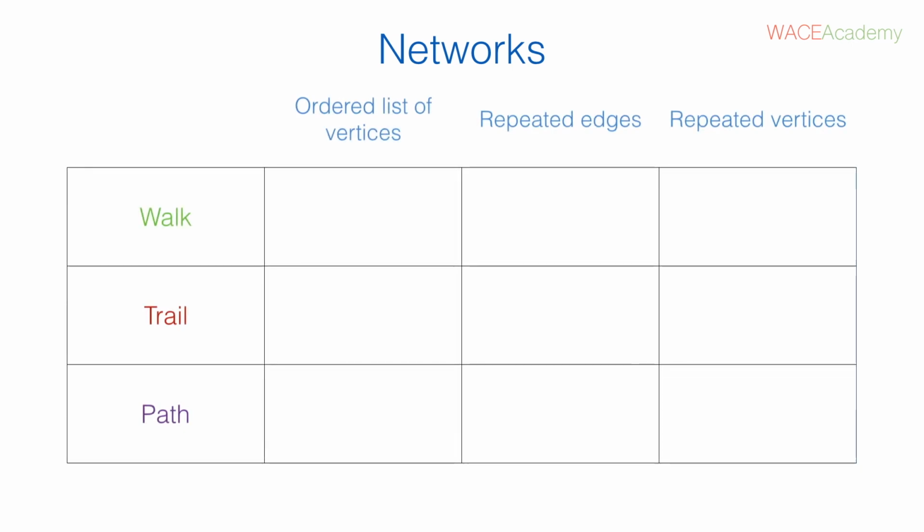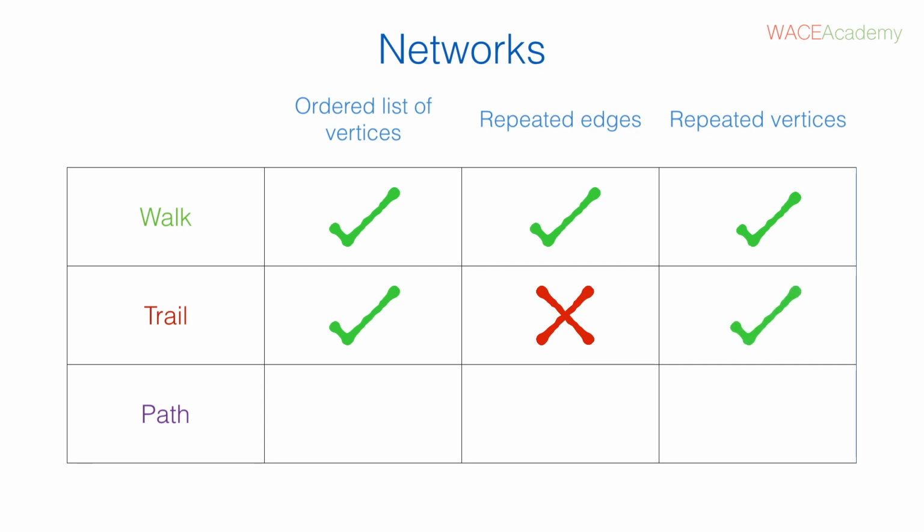To summarize these, just think about the walk as having no restrictions whatsoever. It is simply a list of ordered vertices. Repeated edges and vertices are allowed. Then a trail is a walk that has one restriction. It cannot have repeated edges. And finally, a path is a trail with one further restriction. No repeated edges or vertices. Now we've got walks, trails and paths down.